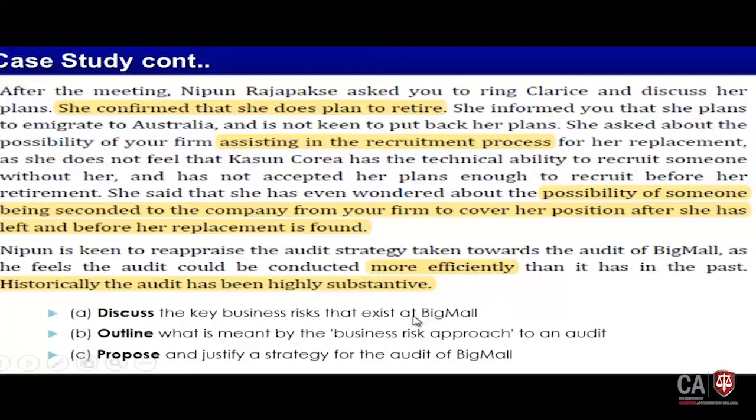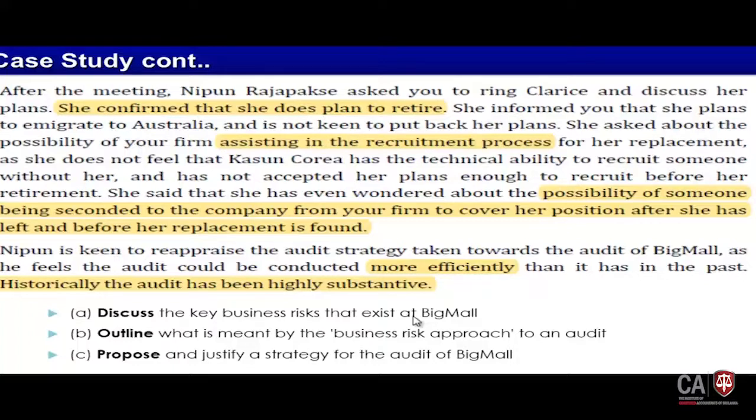Now I briefly told you, business risk, forget about auditors, is a risk which is inherent in the business. Right, anything that can affect the business objectives is called business risk. The best example of a business risk is today's current economic crisis, which is caused by this coronavirus. It's a big business risk. But if you forget that, in a normal case, what are the business risks?